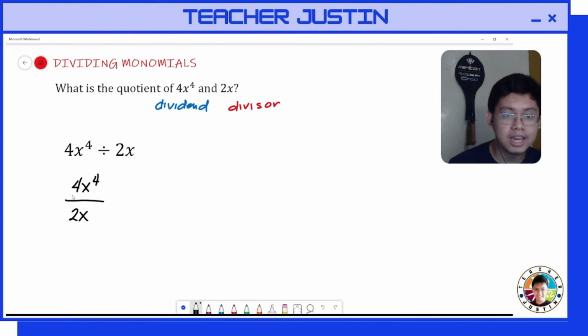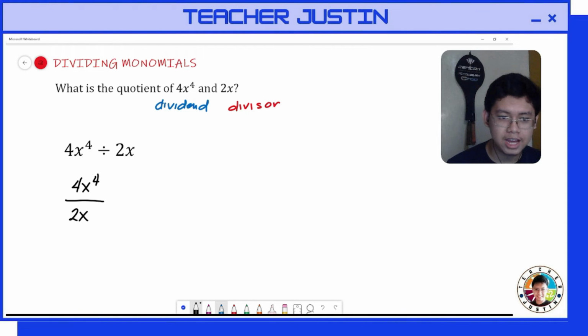And when we divide monomials, we divide the coefficient by the coefficient, variable by the variable. And when we divide variables, we will use the law of exponent, which is the quotient rule, wherein we copy the base and then subtract the exponents. Okay, so let's simplify this.